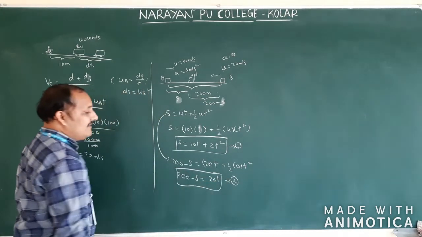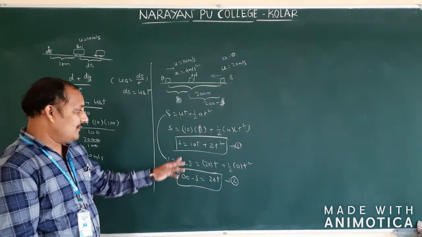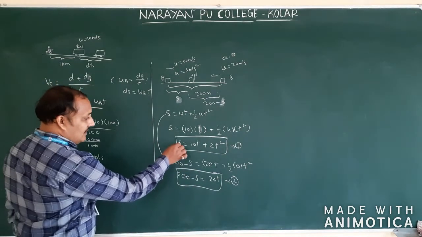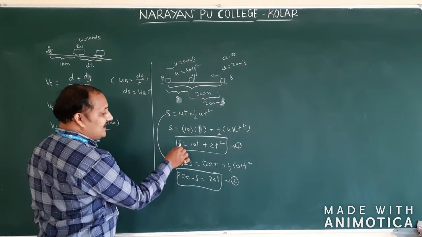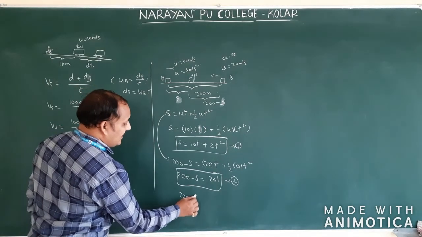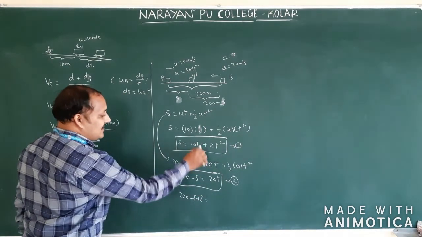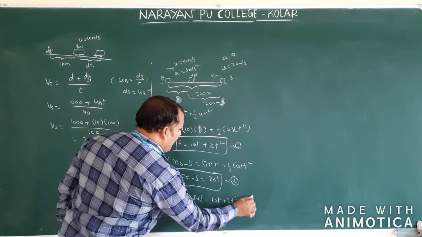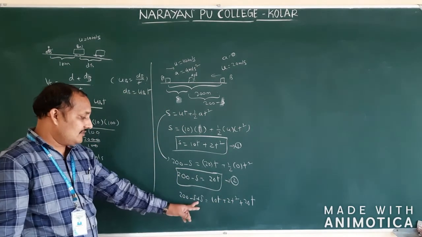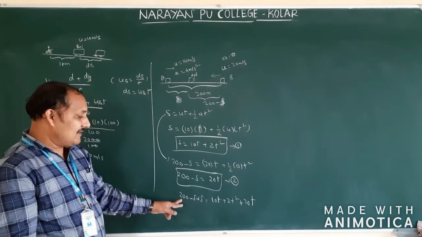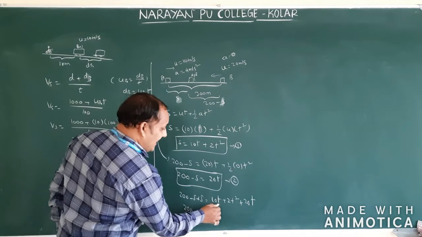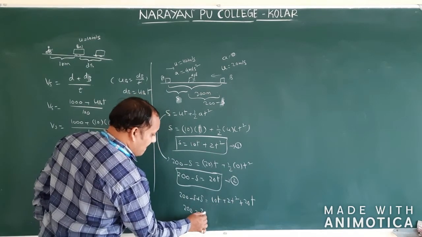That is equation number 2. We want t, so therefore add these two. If you are adding these two, in LHS, 200 minus S plus S. In RHS, 10t plus 2t square plus 20. So S minus S will be cancelled. Here what remains? 200 is equal to 10t plus 20t.